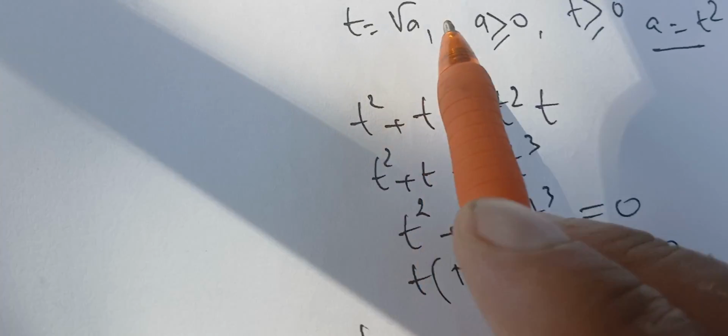But we know that this one is less than 0 and this one is bigger than 0. So this one, we are not going to accept it because we require that t is square root of a. That means t is bigger than 0. Therefore, the only one is this one here. So we have t is 1 plus square root of 5 over 2.